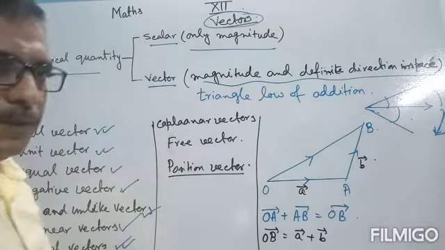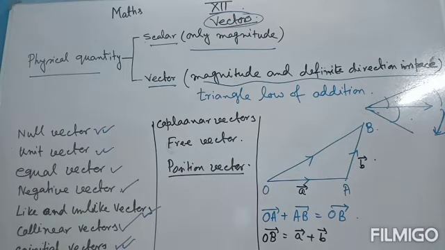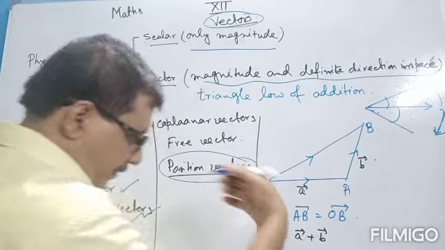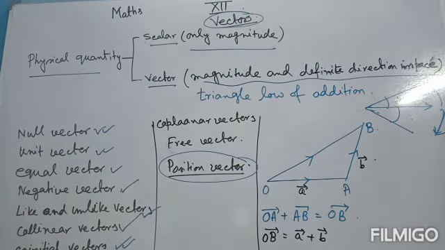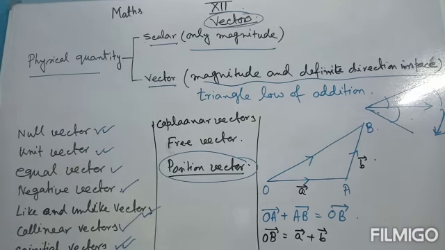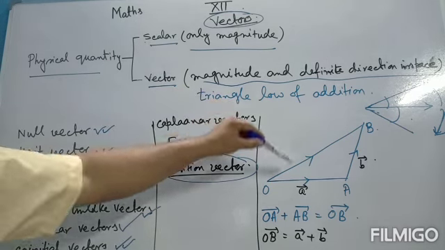Coplanar vectors, that means lie in the same plane. Free vector and position vector. Position vector we discuss after that, we define it here. Now what is the triangle law of addition? First we discuss the triangle law of addition.